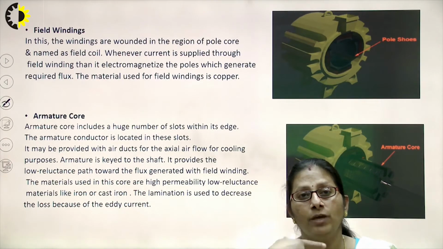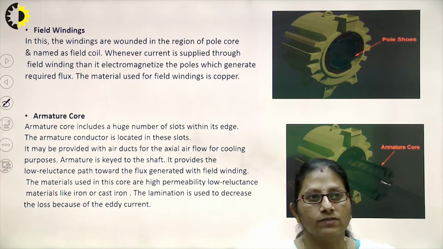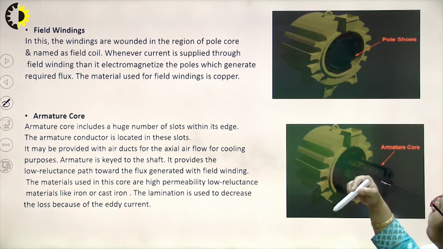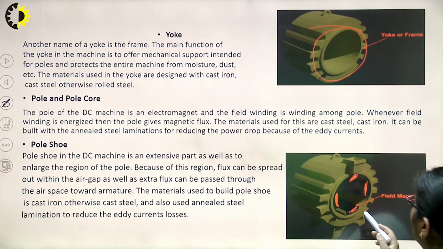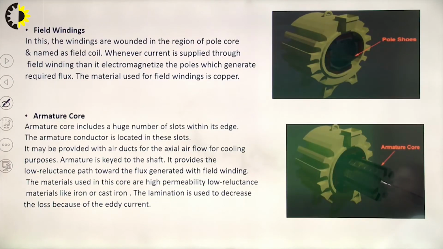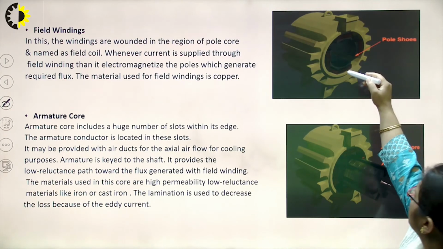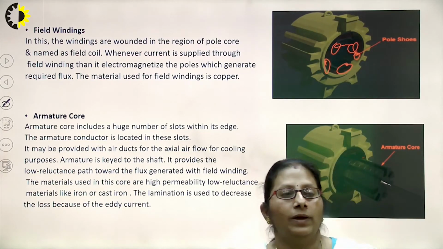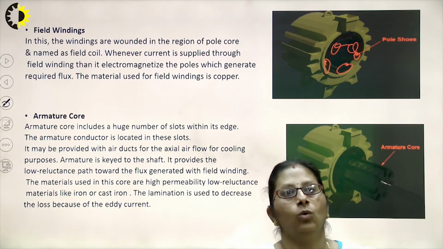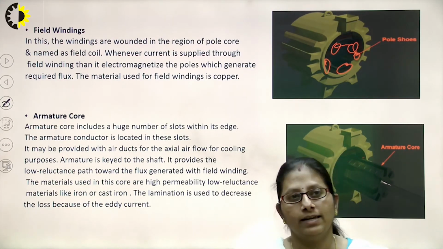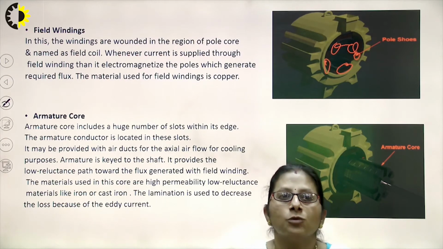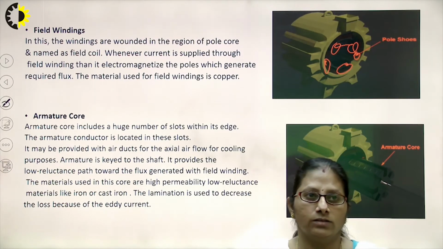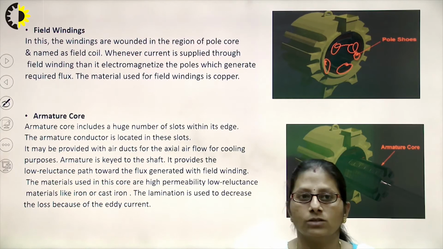Now the windings which are wound on these poles give us the field winding. It can be seen over here, the field windings were being shown. This is the field magnet and the windings being shown in this, right? The portion here shows the field winding. So in this, the windings are wound in the region of the pole core and named as the field coil. Whenever the current is supplied through the field winding, this electromagnetizes the poles, right, by which the poles are created, north, south, which generate the required flux. The material used for the field winding generally is copper, we know that.